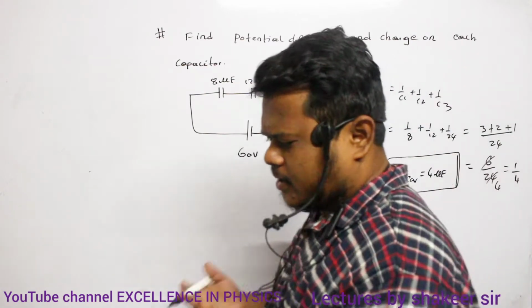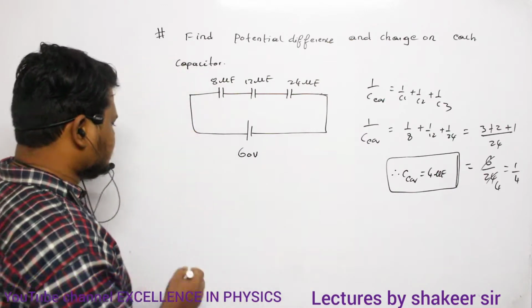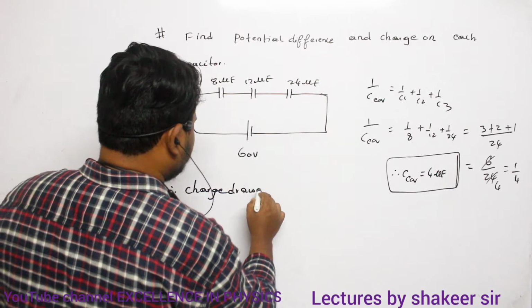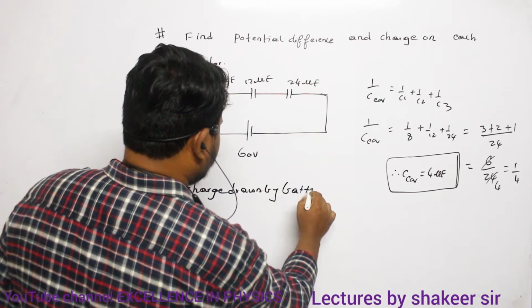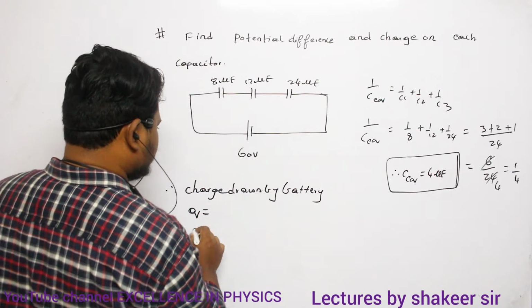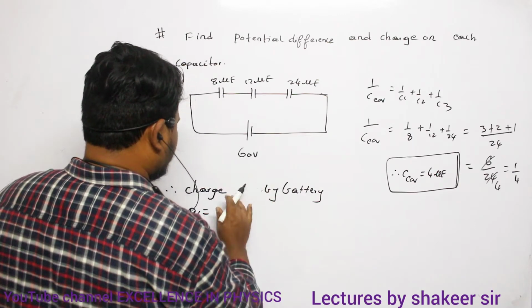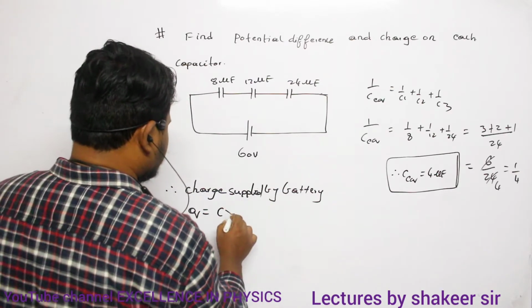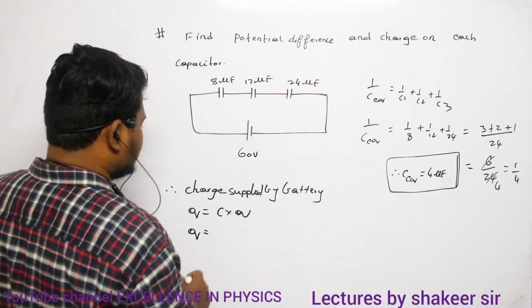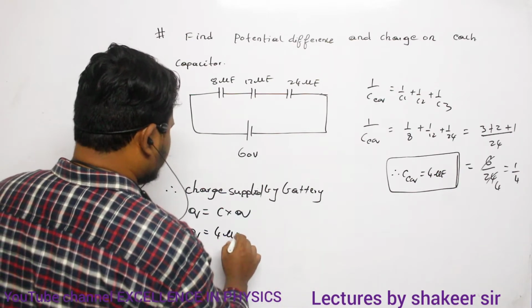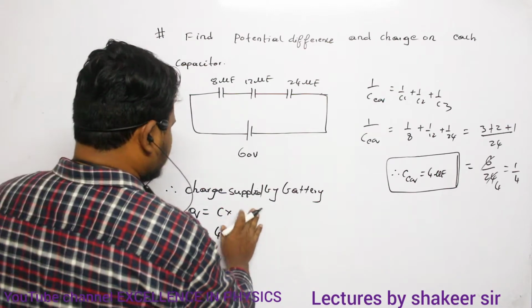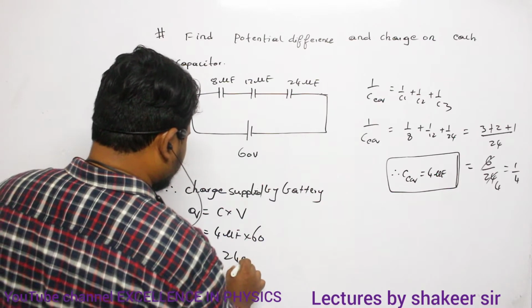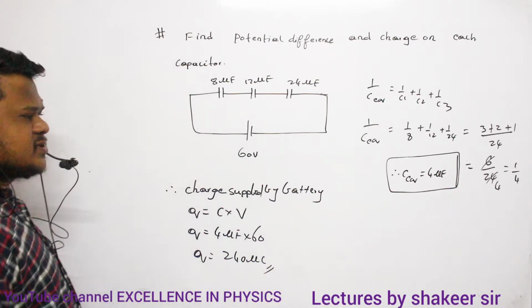So therefore I can calculate the charge drawn by the battery. Q is equal to C into V, the charge supplied by the battery. So Q is equal to the total equivalent capacitance, 4 microfarads, and the potential is 60. So 6 4s are 24, 240 microcoulombs is the charge which is supplied by the battery.